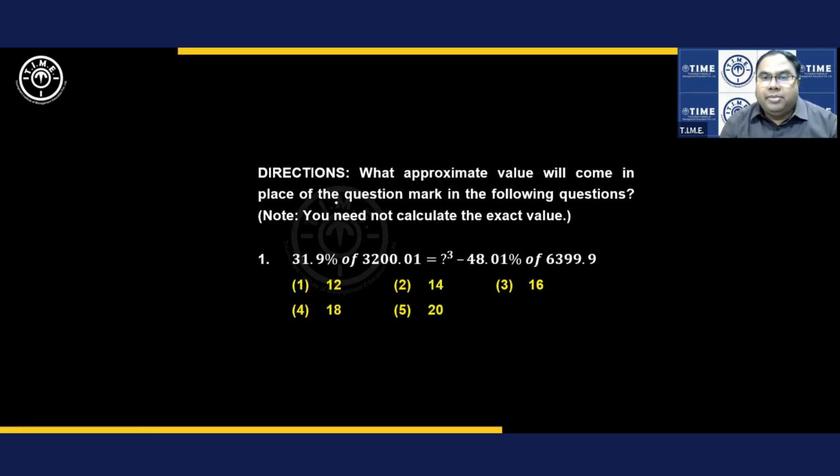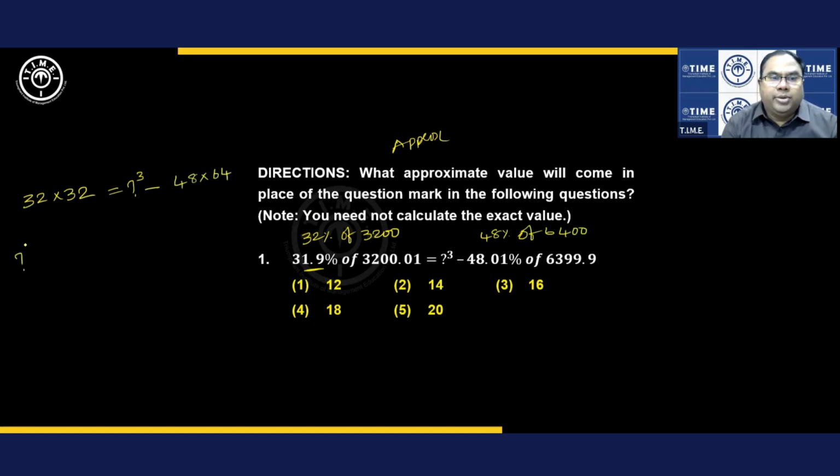What approximate value will come in the question mark in the following questions? You need not calculate the exact value. All right. So these are approximation questions. Now 31.9% can be written as 32%, right? And 32% of 3200 approximately I can take this. So this is 32 into 32. Percentage means by 100, so 2 zeros will be cancelled. Is equal to question mark cube minus, it is 48% approximately of 6400. So zeros will get cancelled, 48 into 64.